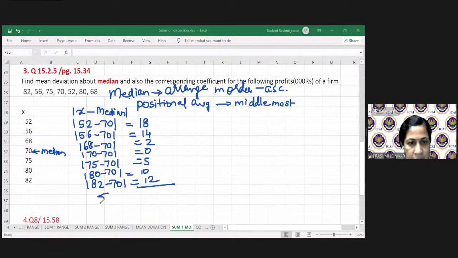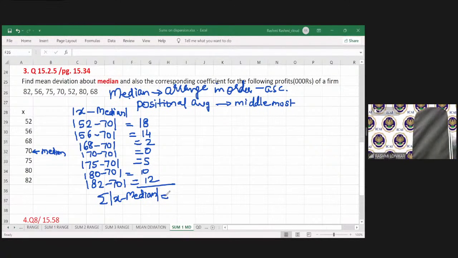Okay. Now I find out summation of x minus median. Please tell me the answer for this. What is the summation of these numbers? Fifteen plus 14 is 2 plus.